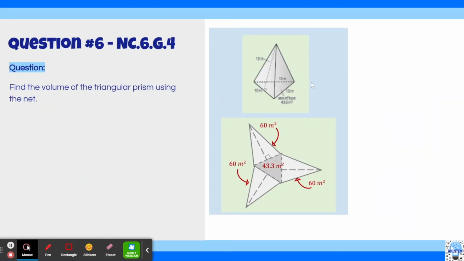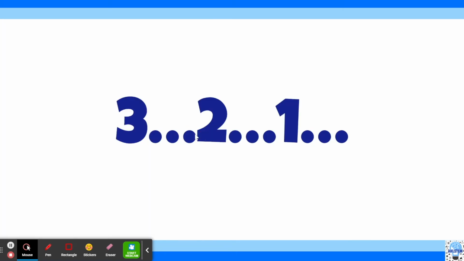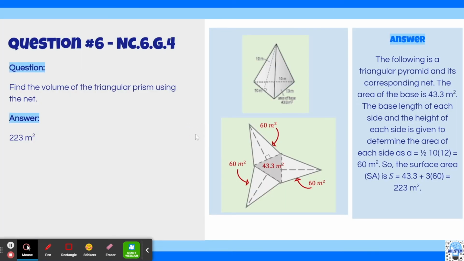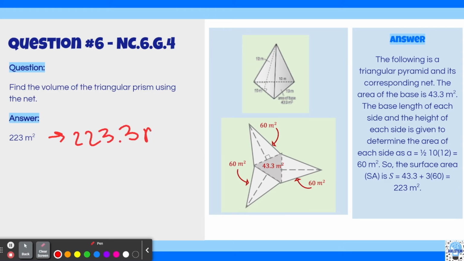Okay, let's do our last problem. So find the volume of the triangular prism using this net that is given to us. So go ahead and solve this now. Pause now and solve it, and in a few seconds we will check our answer. Ready? 3, 2, 1. So your answer should have been 223 meters squared. You could have also gotten 223.3, but I just rounded my answer.